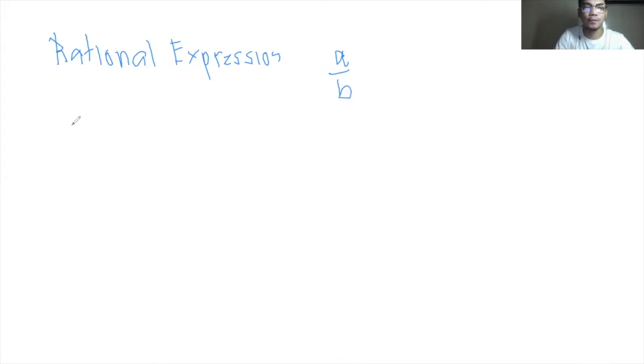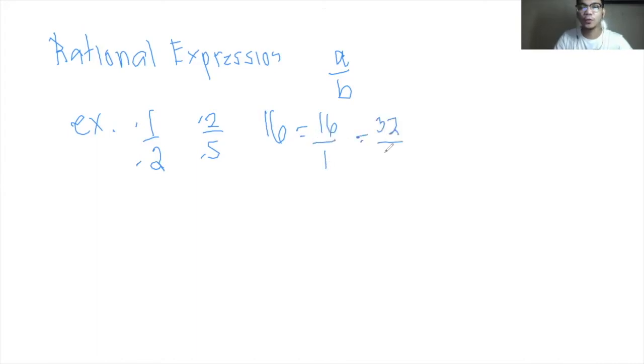For example, 1/2, 2/5. Okay, so A is 1 here, B is 2. Naman A is 2, B is 5. Pwede rin naman siyang, for example, 16. 16 is also considered as a rational expression because 16 can be expressed as 16 over 1 or 32 over 2. So you have your A and B.